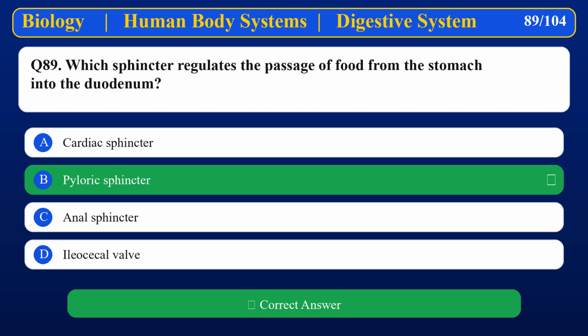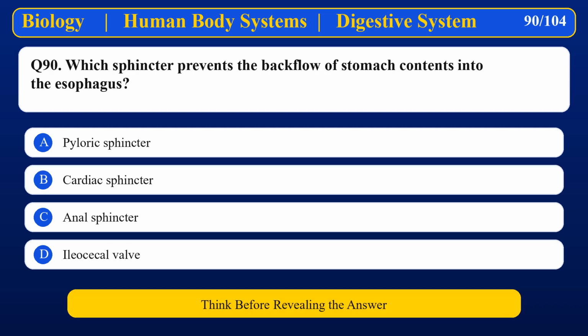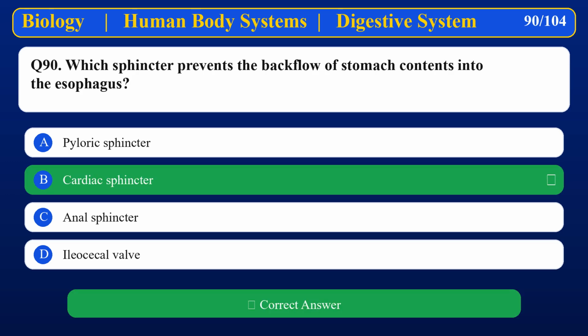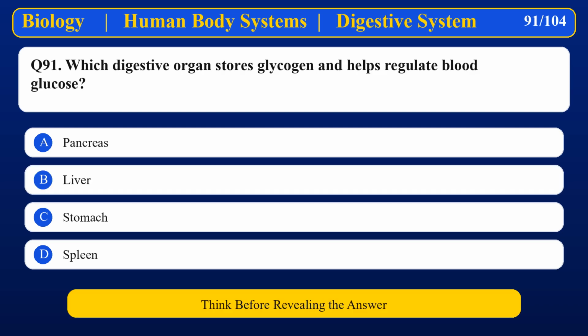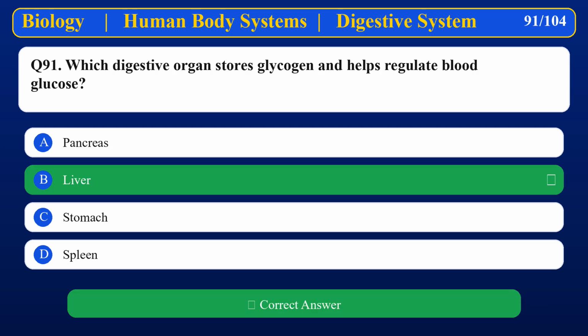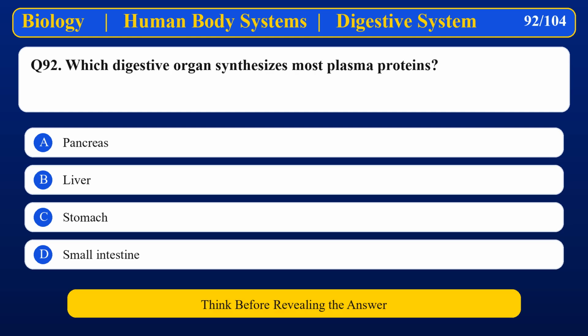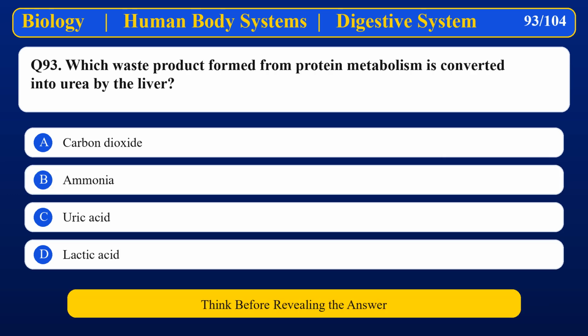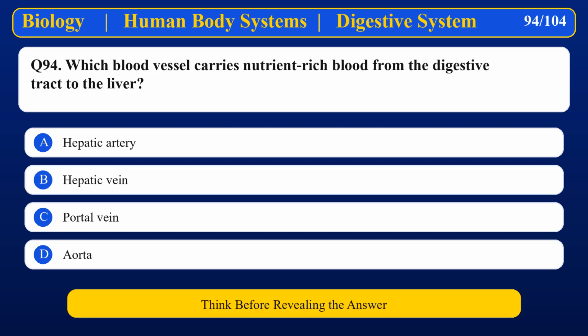Which sphincter regulates the passage of food from the stomach into the duodenum? Pyloric sphincter. Which sphincter prevents the backflow of stomach contents into the esophagus? Cardiac sphincter. Which digestive organ stores glycogen and helps regulate blood glucose? Liver. Which digestive organ synthesizes most plasma proteins? Liver. Which waste product formed from protein metabolism is converted into urea by the liver? Ammonia.